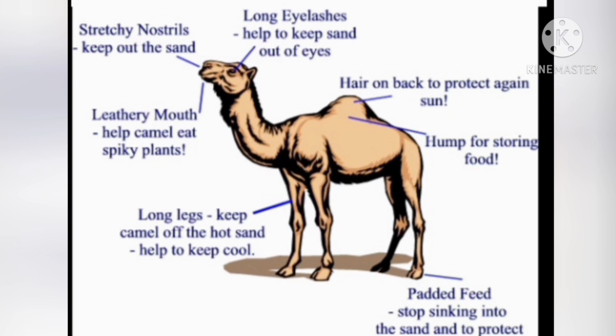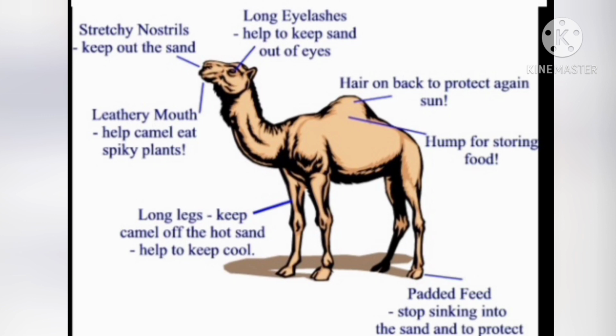So the camels have long legs which help to keep their bodies away from the heat of the sand. You can see the distance between the sand and the body is very long, so it keeps the camel off the hot sand and helps to keep cool. Now here you can see the leathery mouth that helps the camel eat spiky plants, and also the stretchy nostrils keep out the sand. Now you can see the eyelashes here.